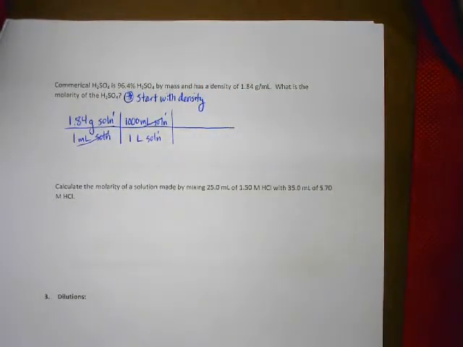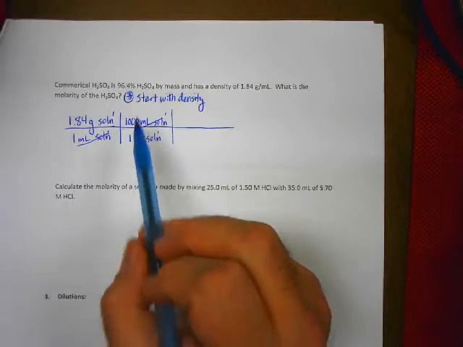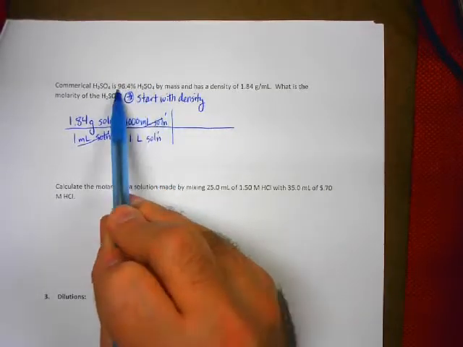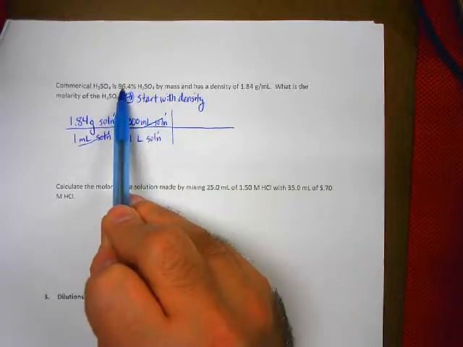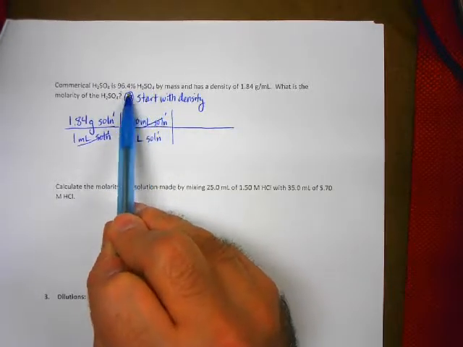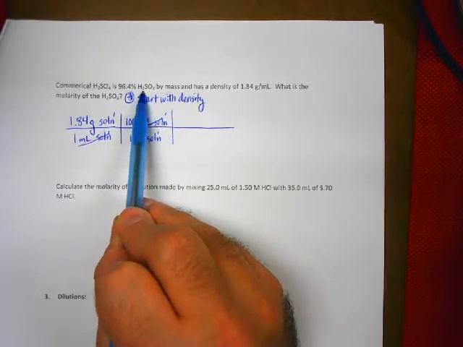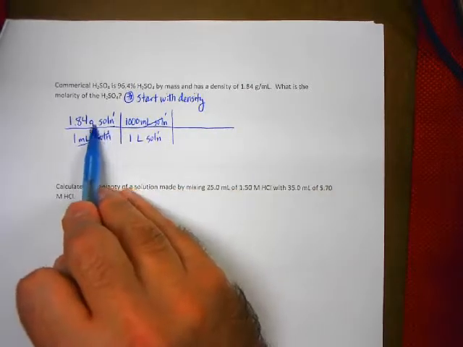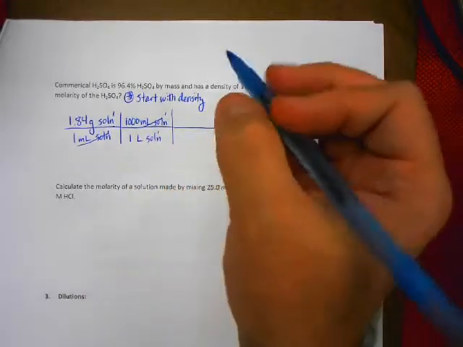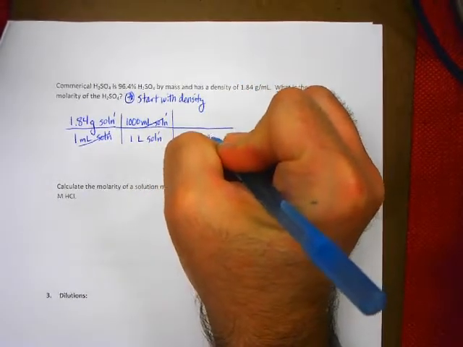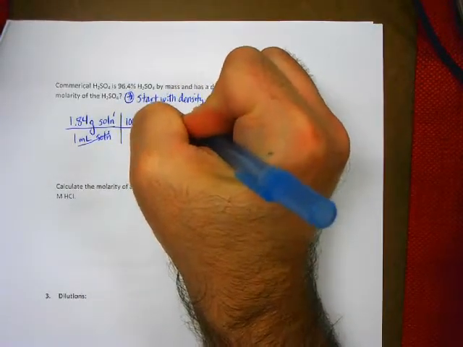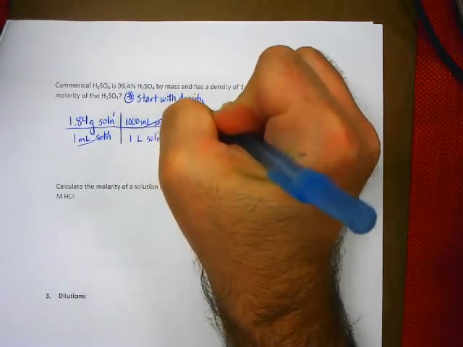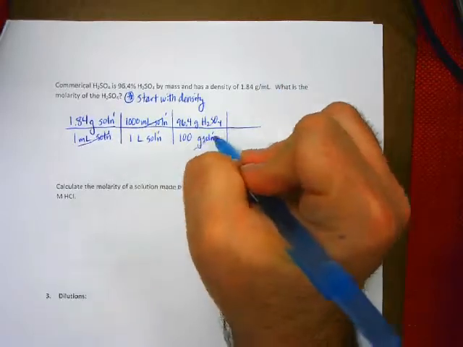Now we have to get grams of solution to grams of solute. The only other piece of information we have is our percent by mass. 96.4% H2SO4 means that we have 96.4 grams of solute in 100 grams of solution. So I want to get rid of grams of solution and go to grams of solute. I'm going to put 100 grams of solution on the bottom, and 96.4 grams of H2SO4 on top. That allows us to cross off our grams of solution.